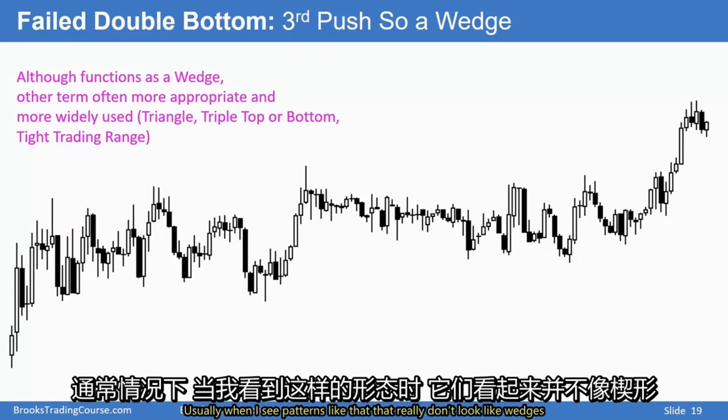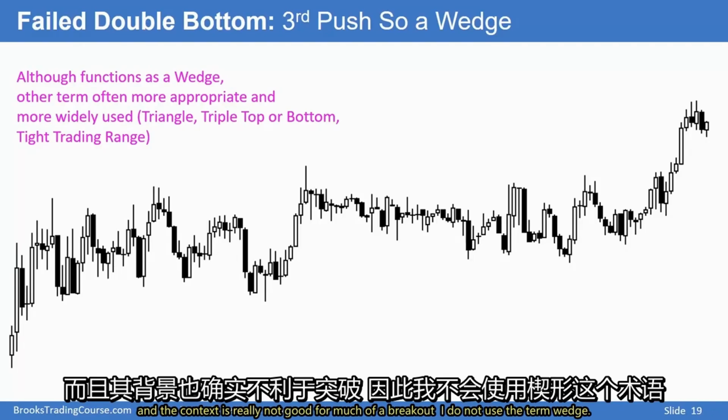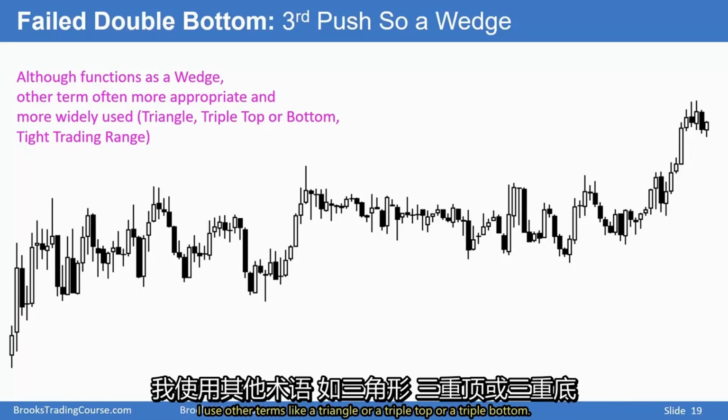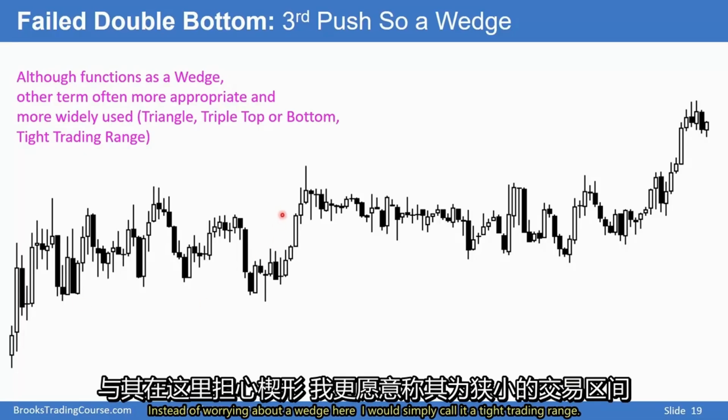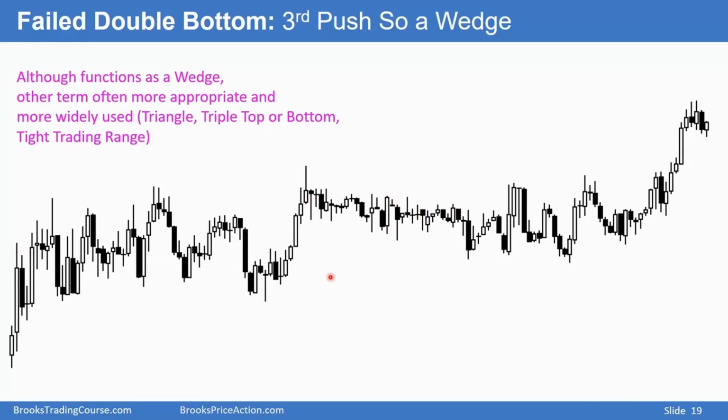Usually when I see patterns that really don't look like wedges and the context is really not good for much of a breakout, I do not use the term wedge. I use other terms like a triangle or a triple top or a triple bottom, or simply call it a tight trading range. Instead of worrying about a wedge here, I would simply call it a tight trading range.